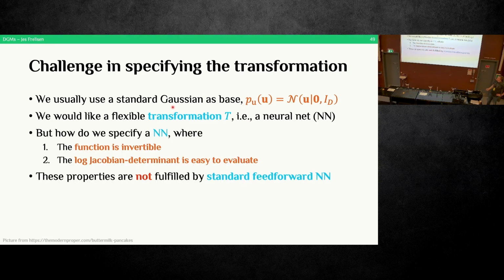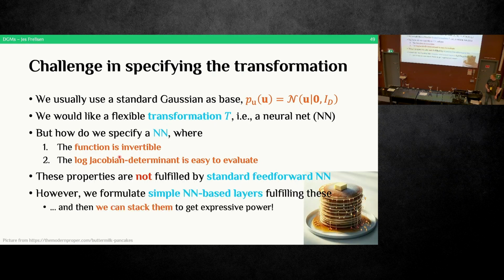But there's an issue. How do we specify a neural network where the function is invertible and the log Jacobian determinant is easy to evaluate? That's not fulfilled by a standard feed-forward neural network. If I just initialize a random neural network, I'm definitely not guaranteed it to be an invertible function, and I'm definitely not guaranteed that I can easily evaluate its log Jacobian.